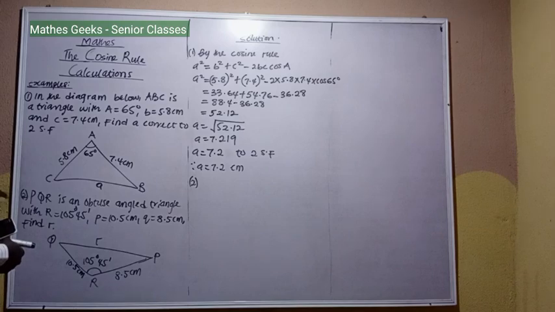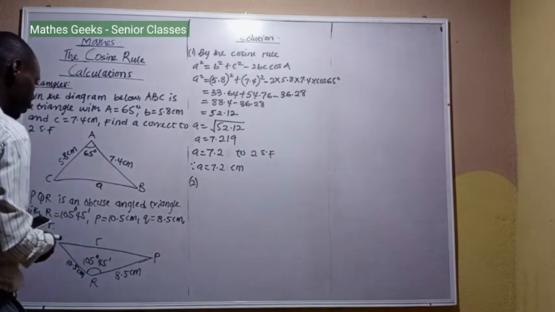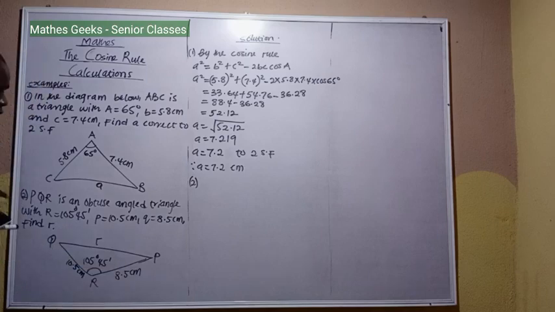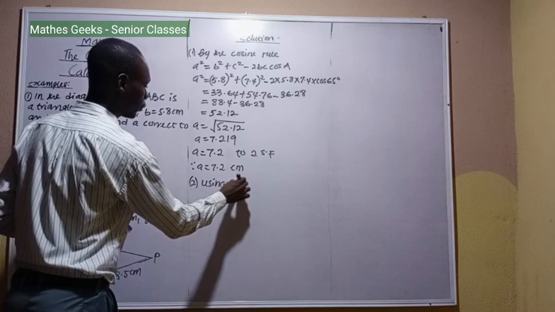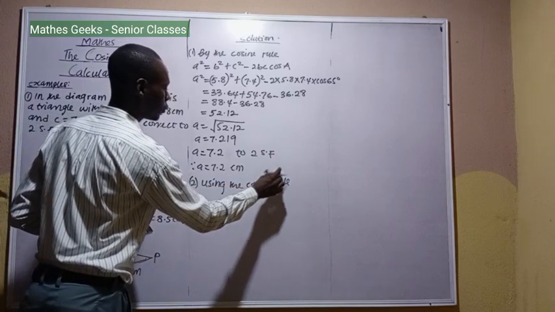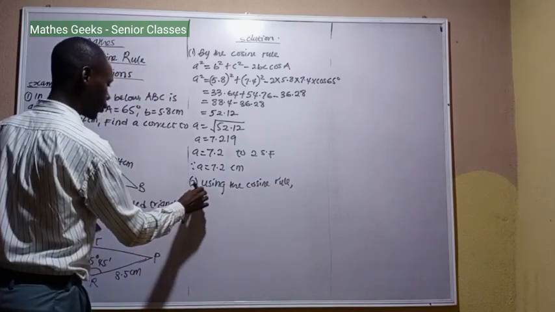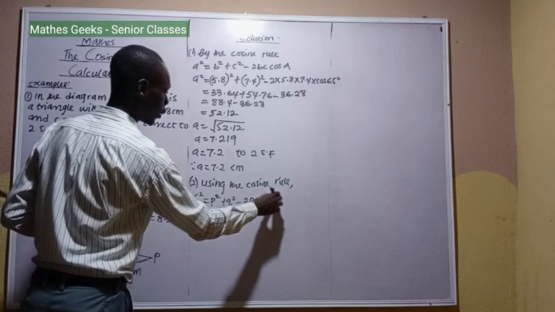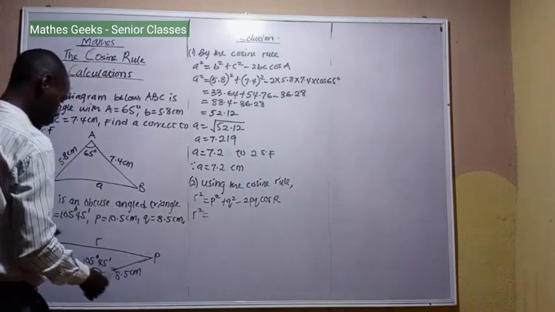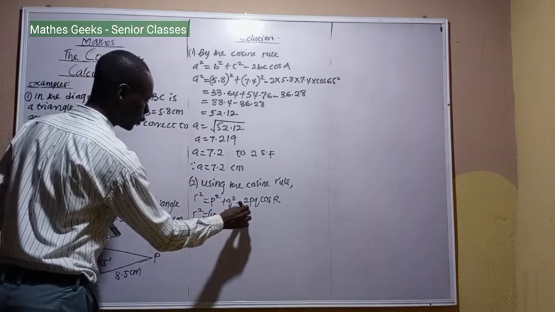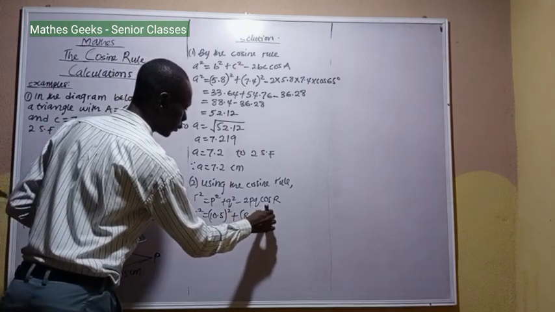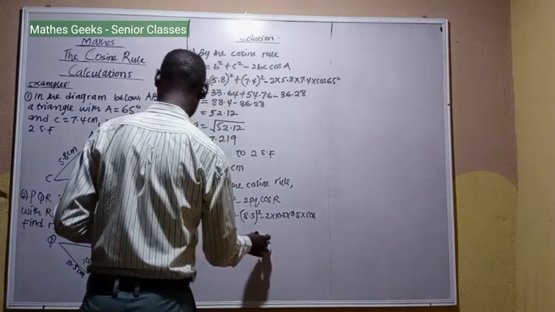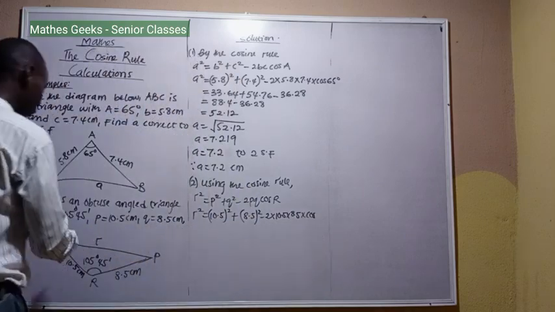Number 2. PQR is an obtuse angled triangle with angle R equal to 105 degrees 45 minutes, p is equal to 10.5 cm, q is 8.5 cm. Find r. From what we are seeing here, this is a cosine rule condition. So using the cosine rule, r squared is equal to p squared plus q squared minus 2pq cos R. So r squared is equal to 10.5 squared plus 8.5 squared minus 2 times 10.5 times 8.5 times cos 105.